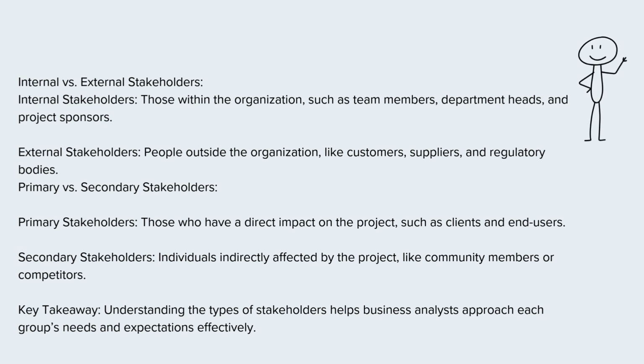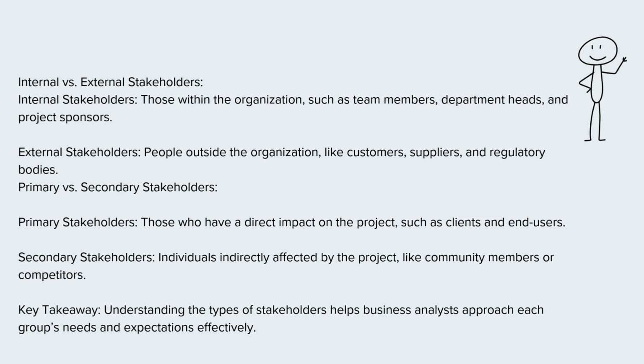What are the types of stakeholders in business analysis? Now, this is a very high level categorization of stakeholders. So let's go through each one of these. So you may have internal versus external stakeholders. So in this case, John would look at the stakeholders from that lens. An internal stakeholder is those within the organization, such as team members, department heads, and project sponsors. You have the external stakeholders, meaning people outside the organization like customers, suppliers, and regulatory bodies.